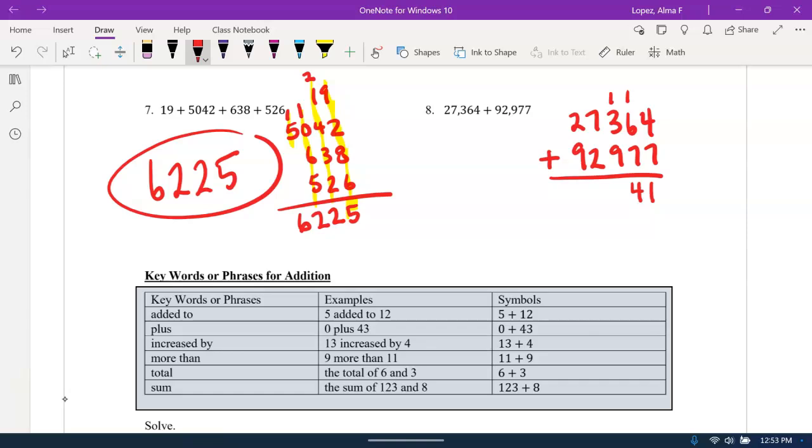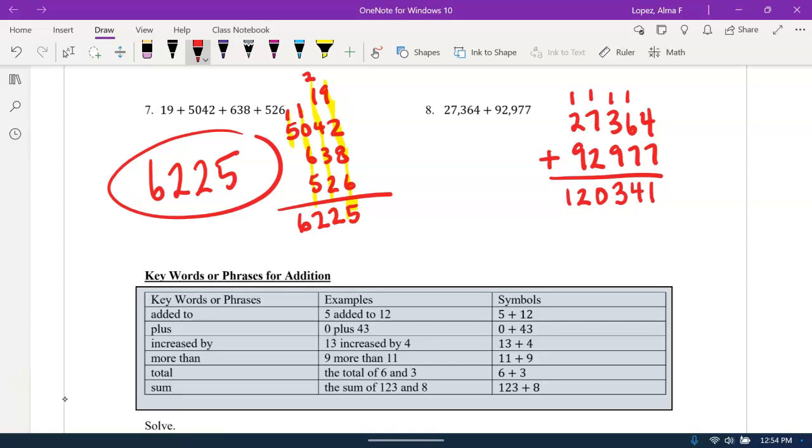1 plus 3 is 4. And 4 plus 9 is 13. I'm going to bring down the 3, carry the 1. 1 plus 7 is 8. 8 plus 2 is 10. I'm going to bring down the 0, carry the 1. 1 plus 2 is 3. And 3 plus 9 is 12.